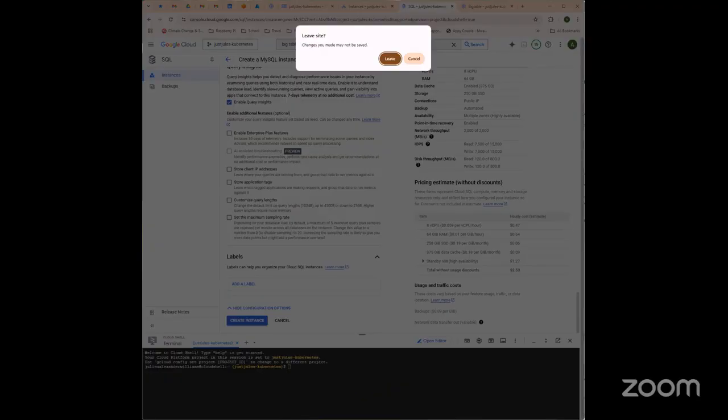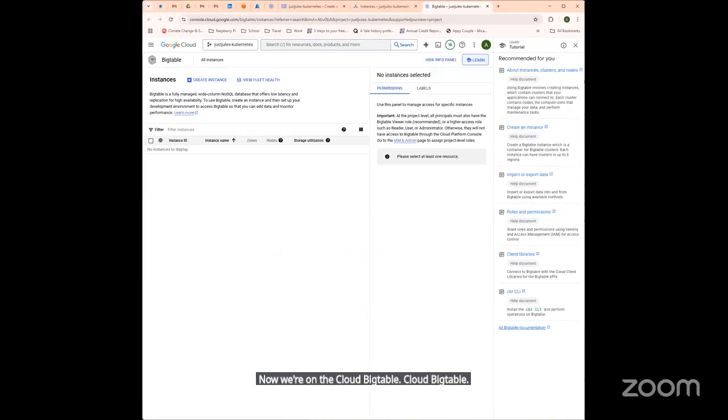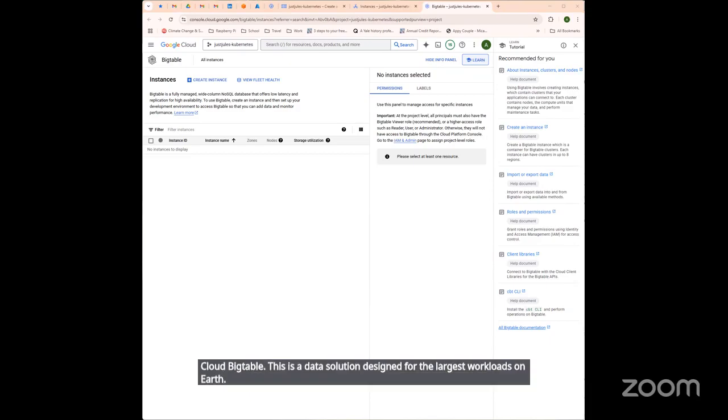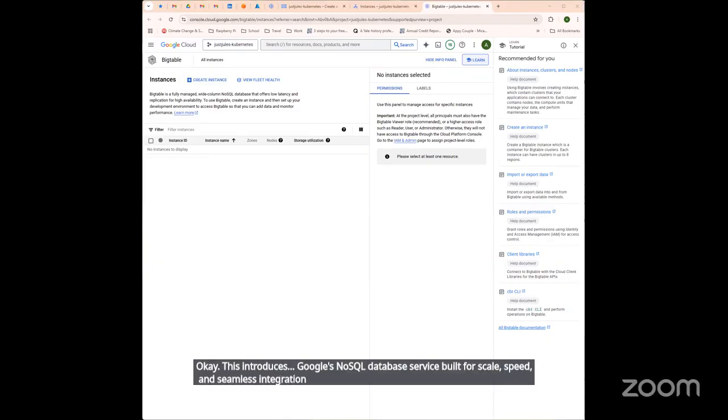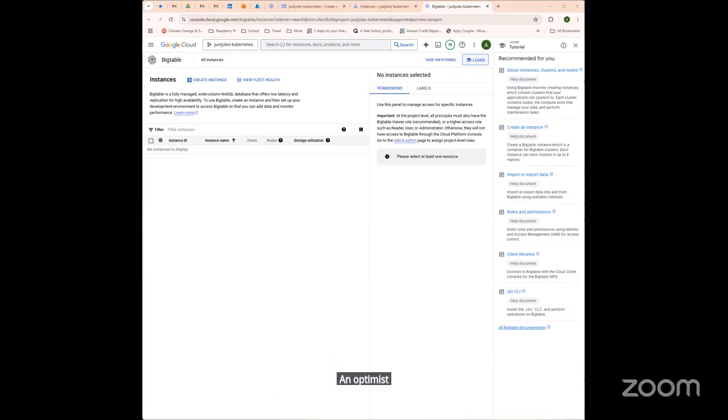Now we're on Cloud Bigtable. Let's go here. Cloud Bigtable. This is a data solution designed for the largest workloads on Earth. This introduces Google's NoSQL database service built for scale, speed, and seamless integration with the rest of its big data ecosystem. Have you ever wondered how Google indexes the entire web or how YouTube keeps track of billions of videos, cloud storage, and cost optimization? This is how.